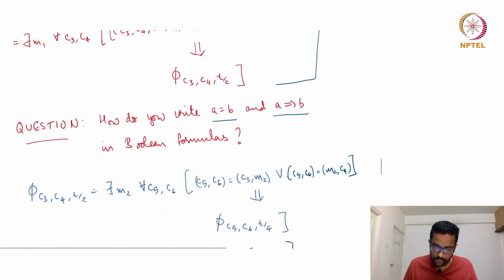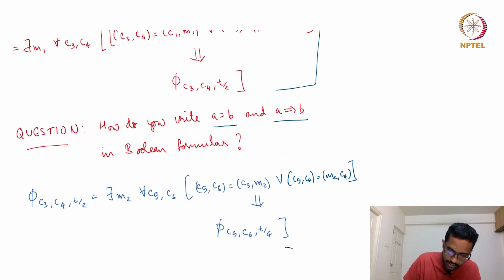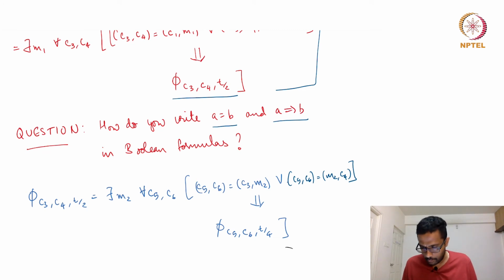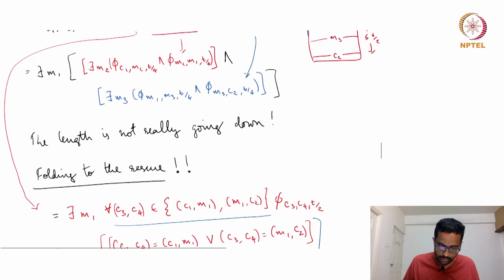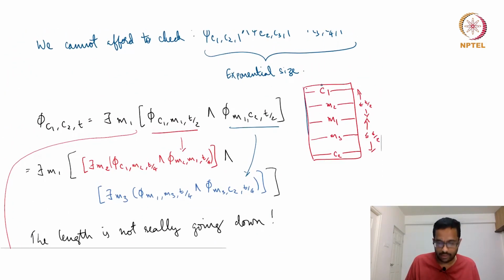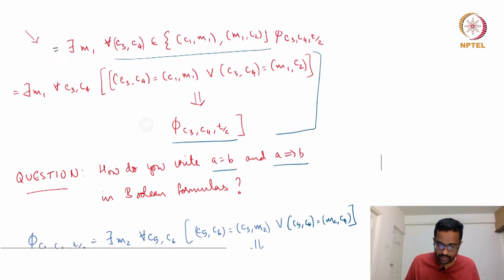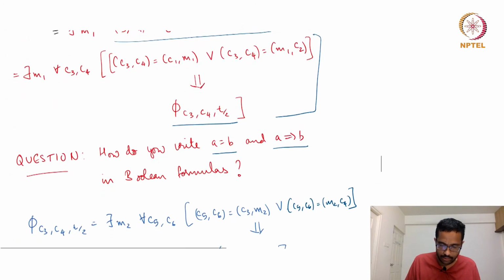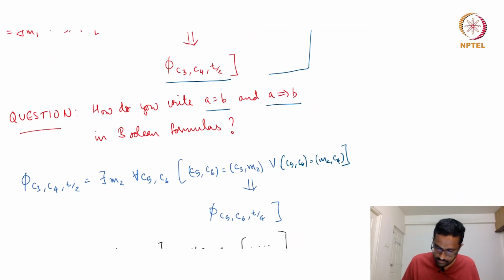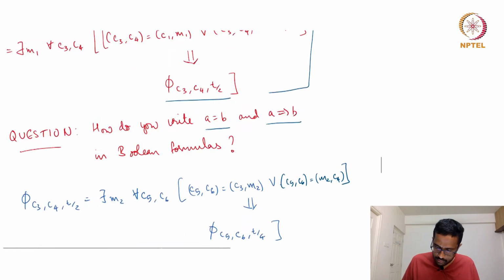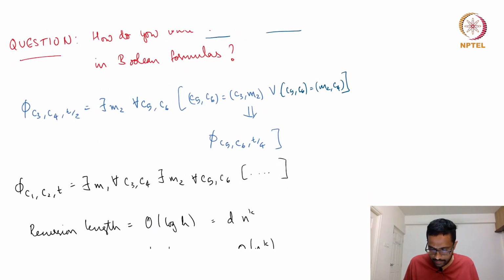This is how you expand out this blue underlined quantity, phi(C3, C4, t/2). Now when I combine all this, recall we were trying to write a formula for phi(C1, C2, t), which we first wrote as there exists M1 such that for all C3 C4 something, and the rest. So I can write it as there exists M1 such that for all C3 C4 there exists M2 such that for all C5 C6.